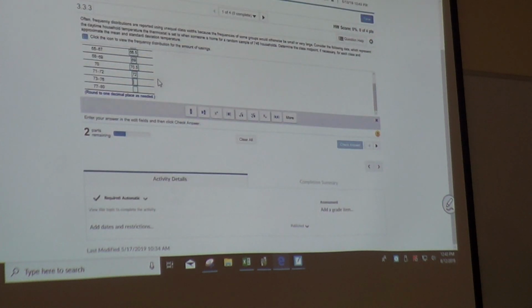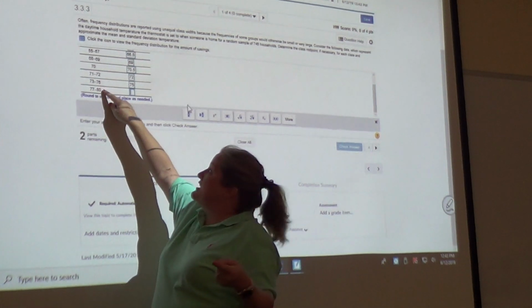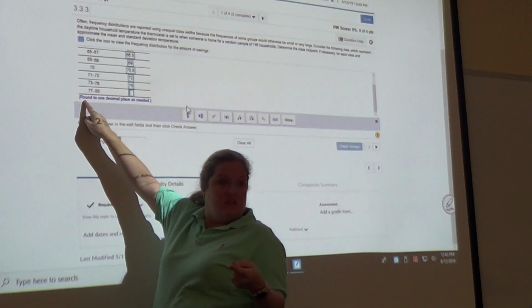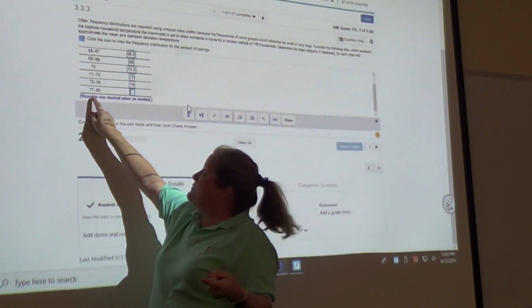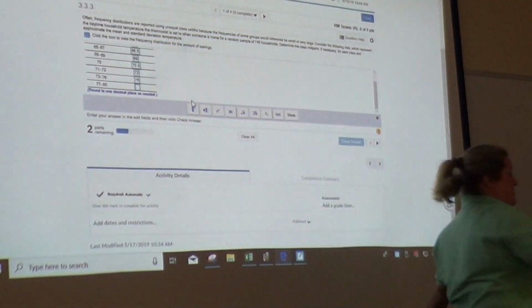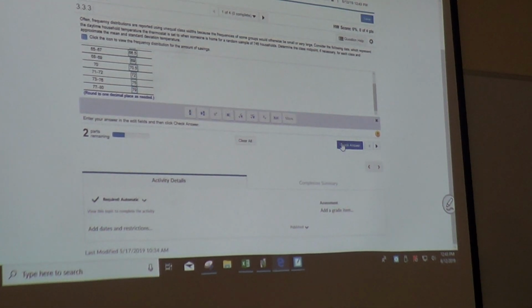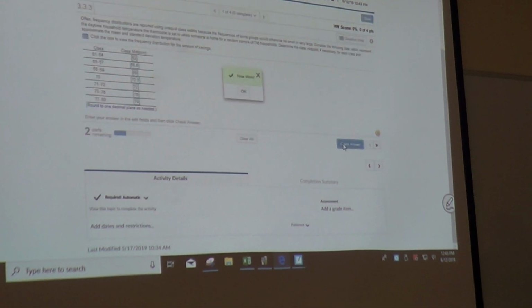73 plus 77 cut in half. You said 77 plus 72? 75. Now for this last one, we don't have that, but we should know what it's going to be. Because if this stops at 80, what's that going to be? 81. So it's going to be 81 plus 77 cut in half. 79. We good? All right, check answer.